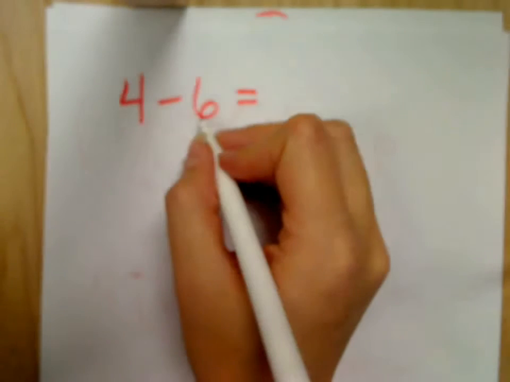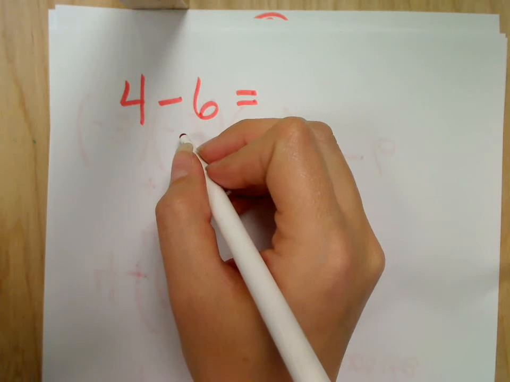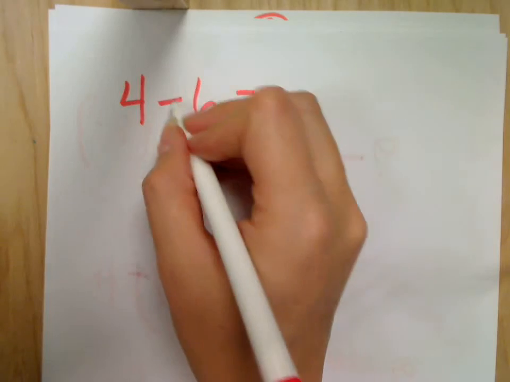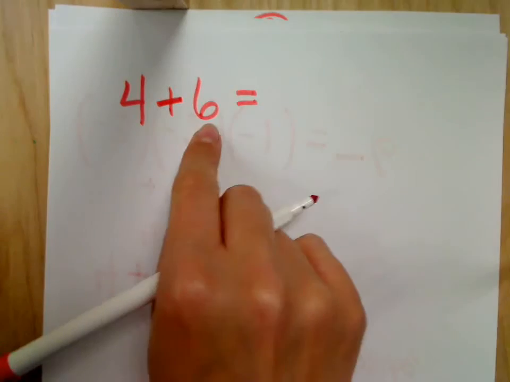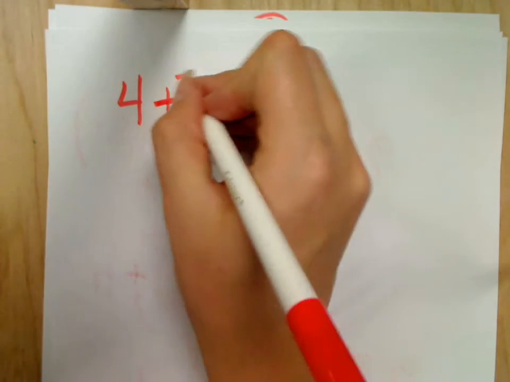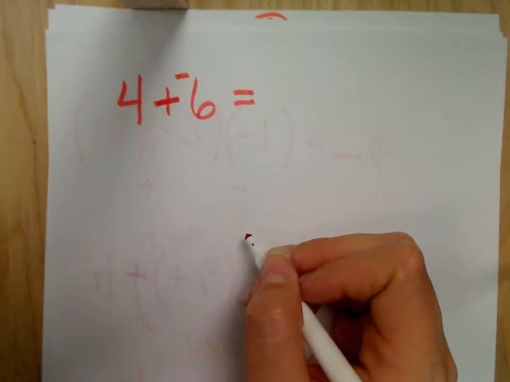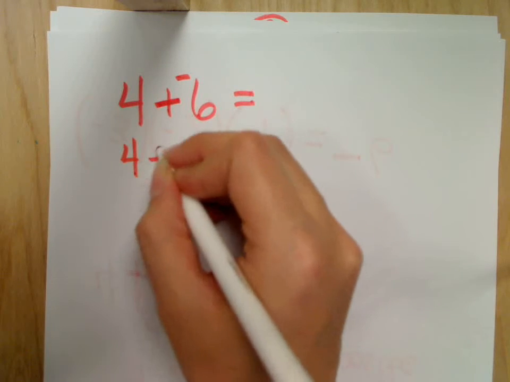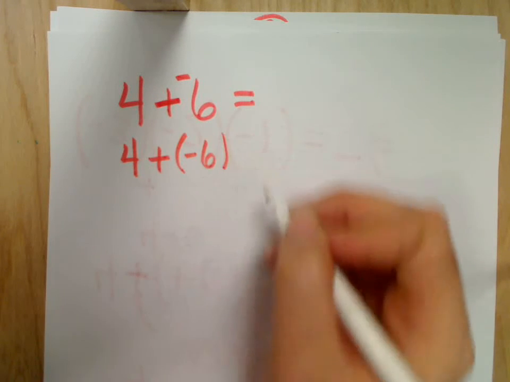Now for the second half, it says 4 minus 6. Again, this is a subtraction problem because it says 4 minus 6. And just like I did before, I want to add the opposite. This becomes addition, and the opposite of positive 6 is a -6. So now this looks like 4 plus 6 negatives.